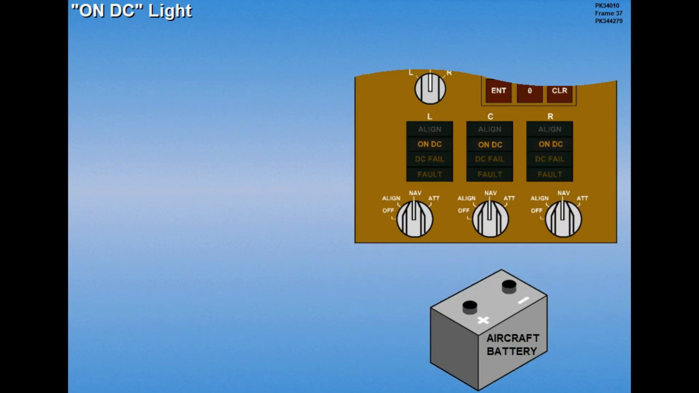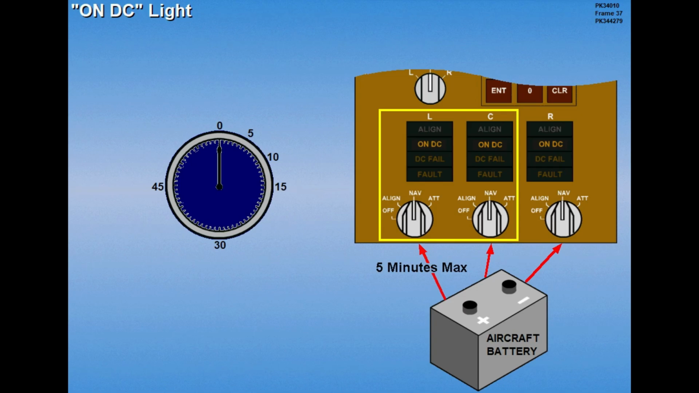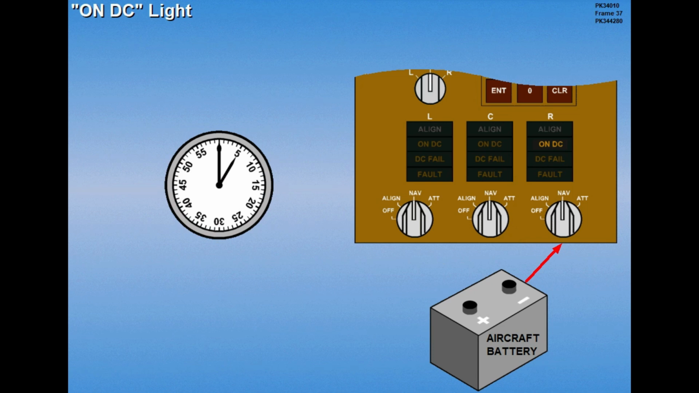When battery power is the only power source for all three IRS units, the left and center IRS units will be powered for 5 minutes maximum. After 5 minutes, the operation of these two IRS units cannot be resumed until AC power is restored. The right IRS, however, will continue to operate normally until the aircraft battery is depleted.